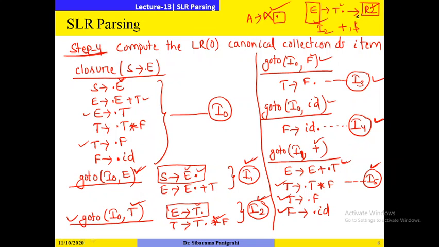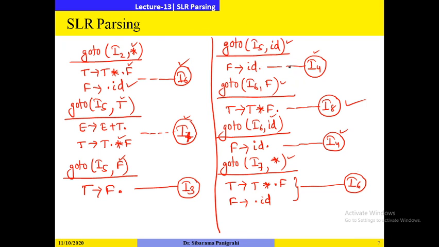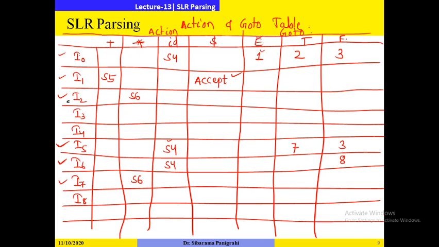Where will I write R2? I have to compute the follow of E. Follow of E is plus and dollar. So under plus and dollar I have to write R2. So now you come here. In I2, under plus and dollar, I will write R2. Is that clear?